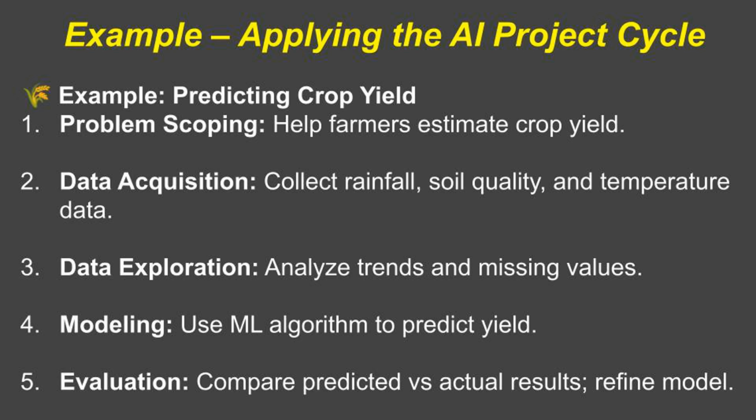Let's take an example, an AI system that predicts crop yield. We start by clearly defining the goal, helping farmers plan better. Then, we collect relevant data like rainfall and soil quality. Next, we explore the data to understand patterns and use a model to predict yield. Finally, we evaluate how accurate the prediction is and refine the model. This shows how each stage of the AI project cycle connects together to solve real-world problems.